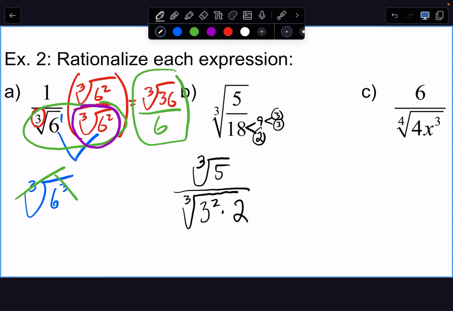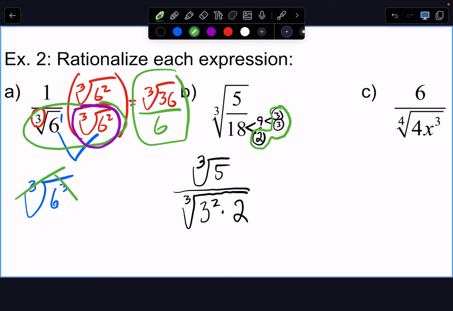Hold on, I heard a lot of silence here. Guys, doesn't 18 break up into 2 times 9? Yes, sir. Doesn't 9 break up into 3 times 3? So can't I represent 18 as 3 squared times 2? Yes or no?